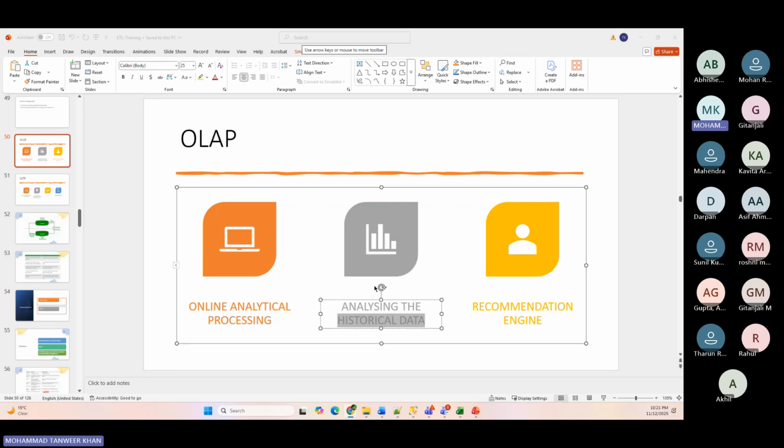So the summary of all these things is, if you want to do analysis, you need data of the last few months or few years. Then only you can do analysis, and that is what is OLAP. And OLAP has historical data. Example is recommendation engine. Just understand these three terms: OLAP, historical, recommendation. This is clear.